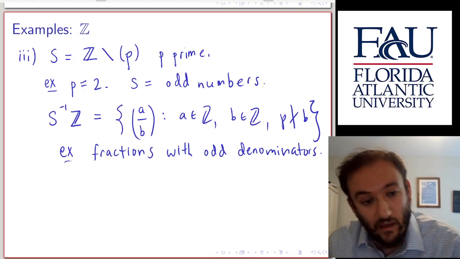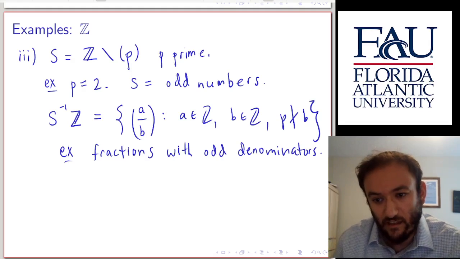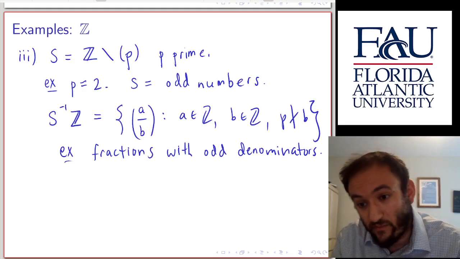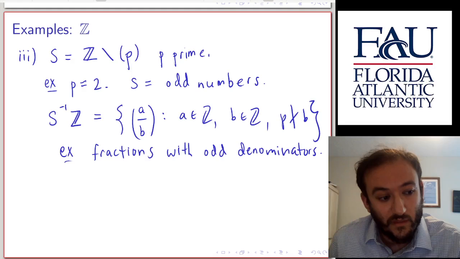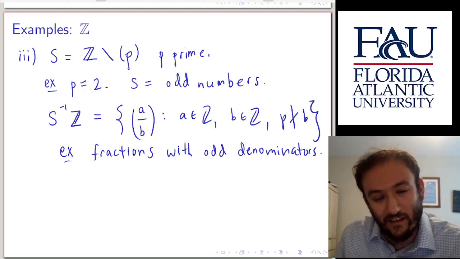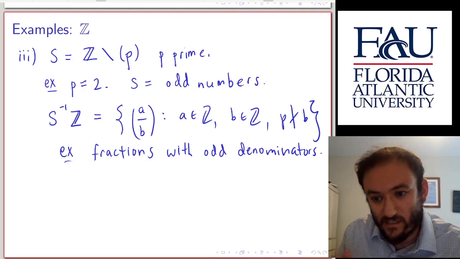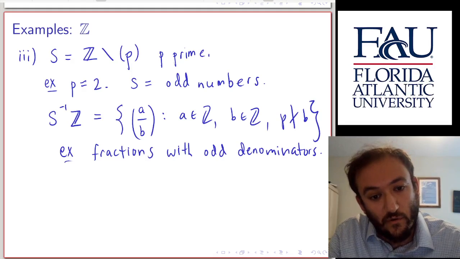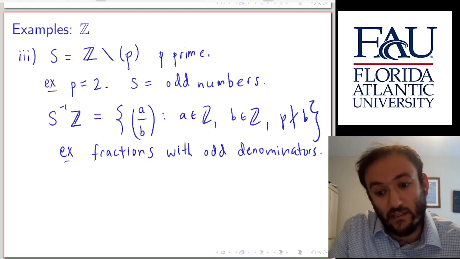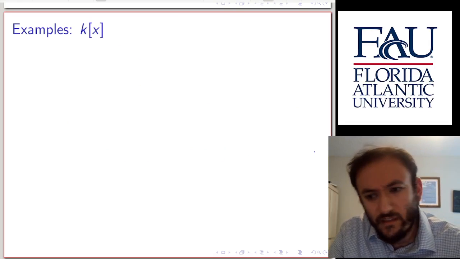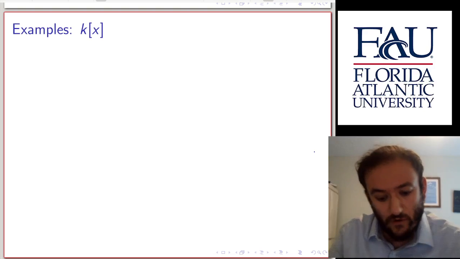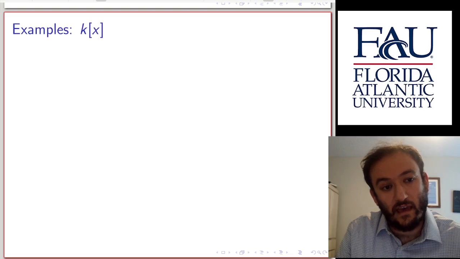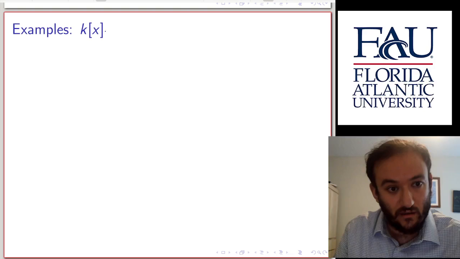Okay, and you can convince yourself that multiplication and addition respect these operations. I mean, we already proved it just by the formula, but do some mental math, and you'll see that multiplication and addition of fractions with odd denominators always gives you odd denominators. So this is another example of a localization of a ring. Now let's look at localizations of a different ring. So let's say we're looking at k adjoin x. Okay, so this is a polynomial ring, with coefficients in k.